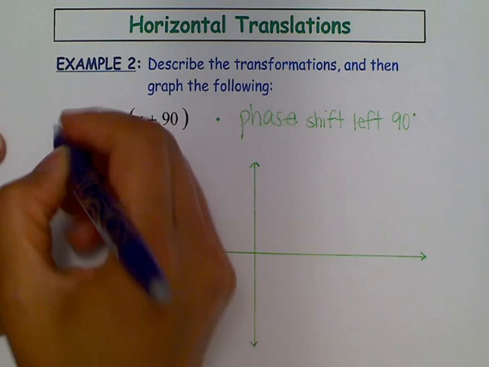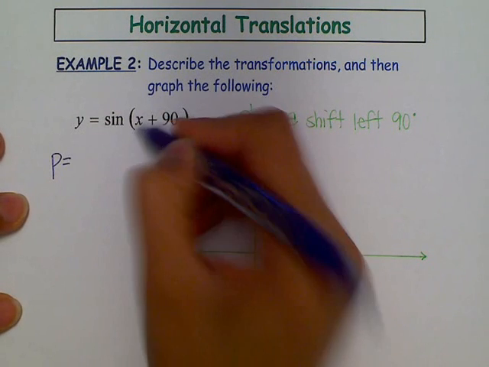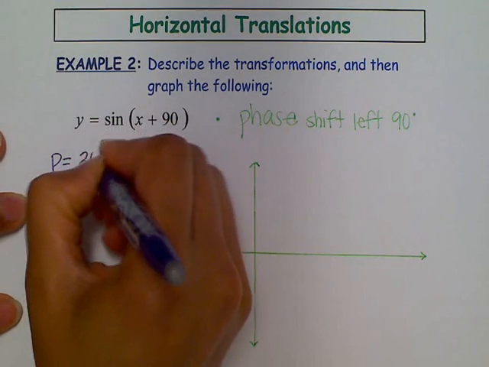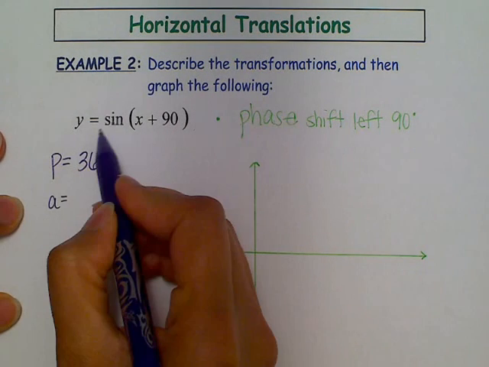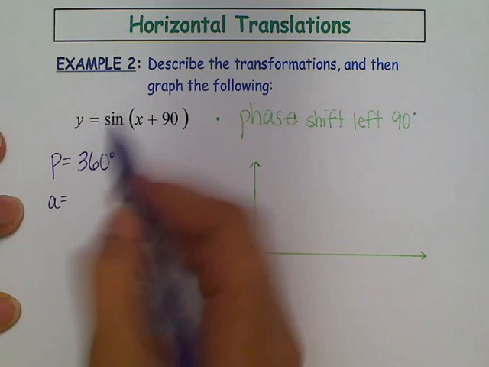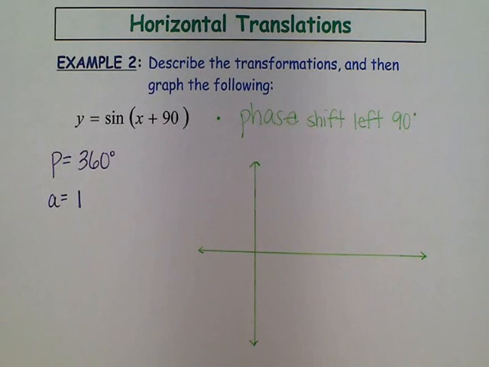Okay, so similar to what we did previously, we're going to start by stating the period of the function. And because there's no horizontal stretch or compression, I know that the period of the function is still 360 degrees. And in terms of the amplitude, because the coefficient here is still 1, I know that the amplitude is still going to be 1.